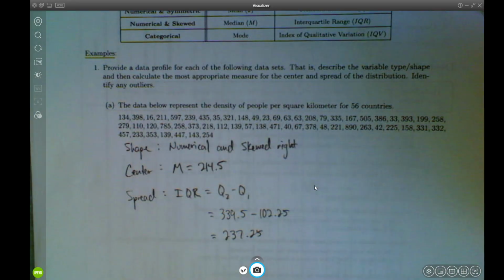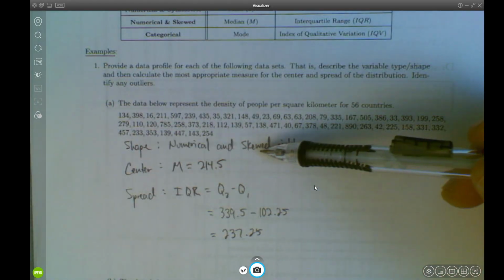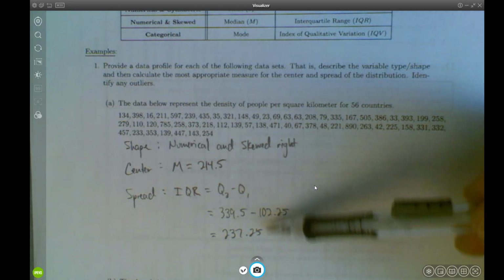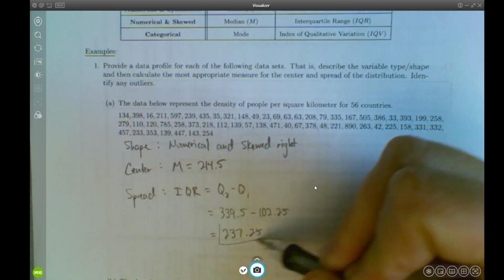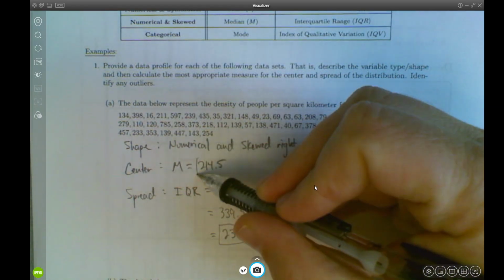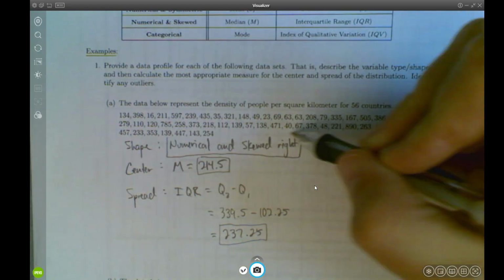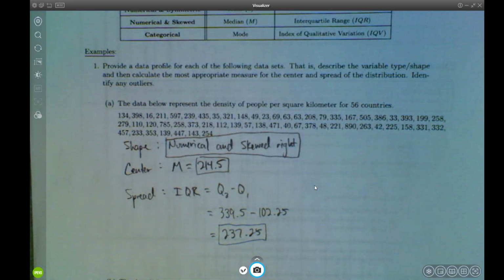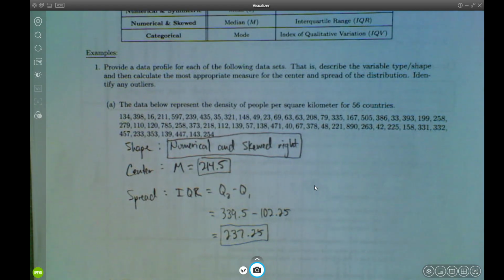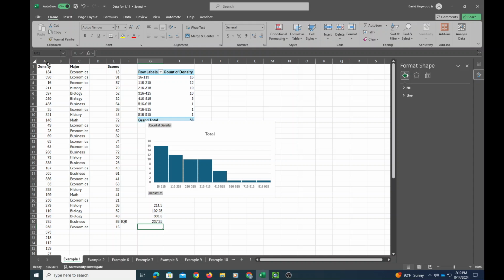Okay, so this is what I've written now for the shape, the center, and the spread. And so that's a pretty good data profile. The only other thing I would need to do is identify whether or not there are any outliers in the data set. And to do that, the best thing to do would be to just look at a box plot in Excel. So let's create a box plot of this data set.